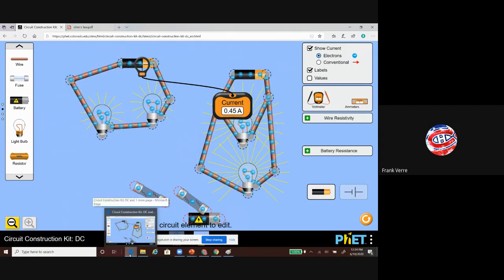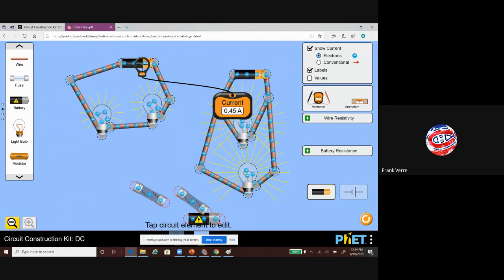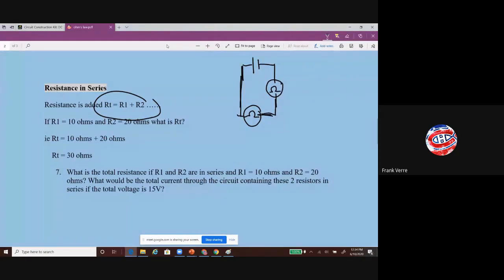Now, in a series circuit, the reason why they get dimmer is because each light bulb has resistance, and then the total resistance is the sum. So for example, if each light bulb has a resistance of 10 ohms, no, actually not 10 ohms each. If R1, for example, is 10 and R2 is 20, then the total resistance for my circuit is actually 30.